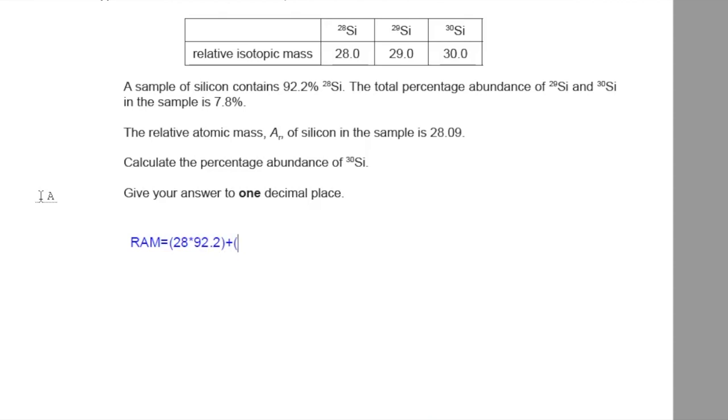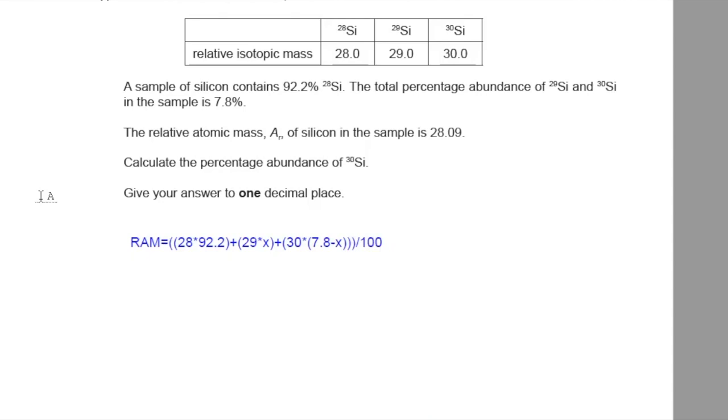plus the second isotopic mass of silicon, which is 29. This gets multiplied by the relative abundance of that isotope, which is unknown to us, so I'll assume that it has an abundance of x percent, plus the third isotopic mass of silicon, which is 30, and this also gets multiplied by the abundance of its own, which is 7.8 minus x, since the total percentage abundance of 29 and 30 is 7.8. And I assumed that silicon 29 has an abundance of x percent, so silicon 30 has an abundance of 7.8 minus x percent. Now this whole gets divided by 100.